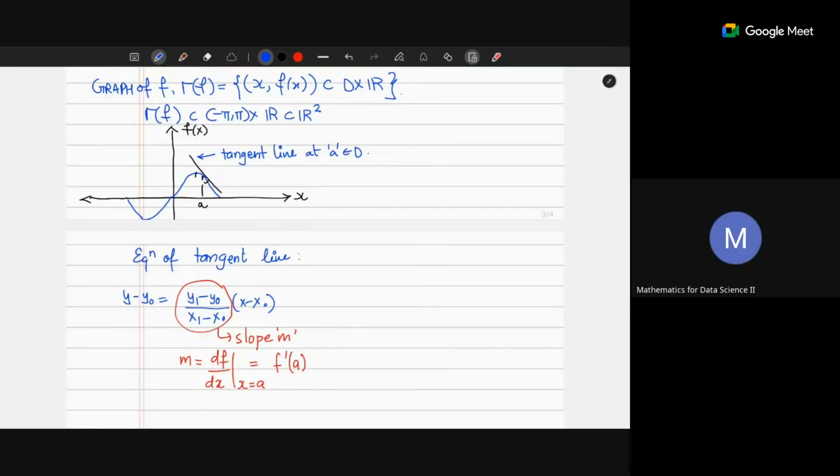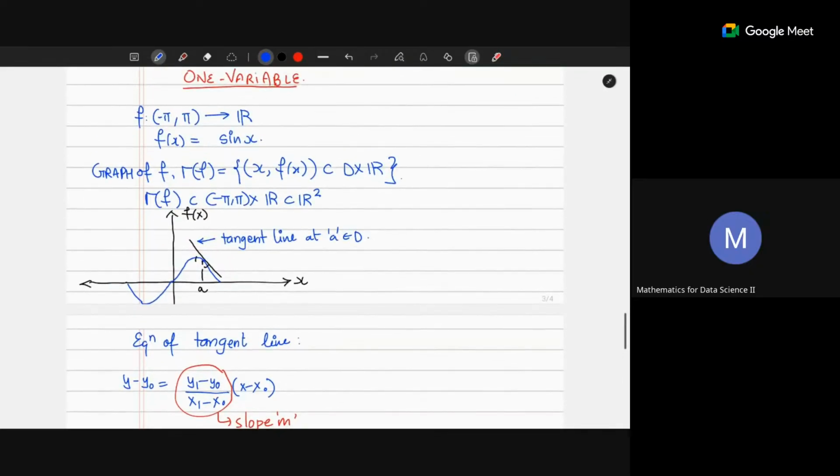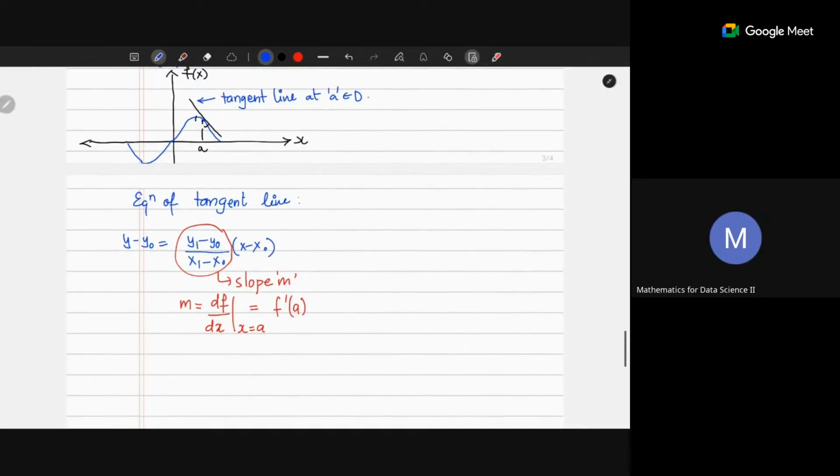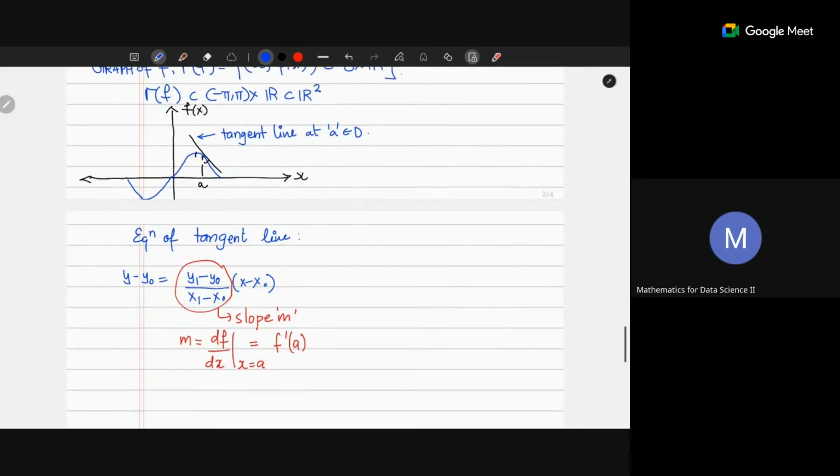But try to think of it in generality. If you don't know the function, for example, you don't know this is a sine function, and you have some random graph given, then you only know one point. What is that point? It is the point at which you are calculating the tangent. This point is a comma f of a. So this point you always know.